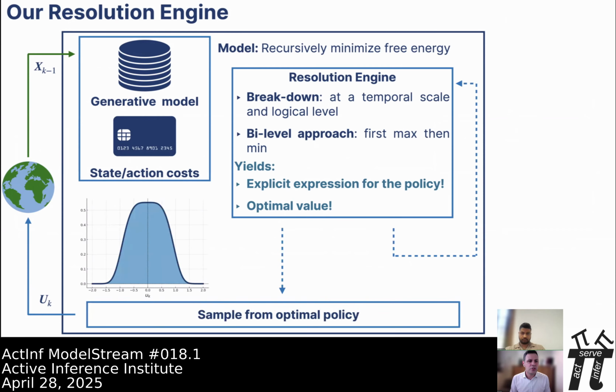From the optimal policy, which is going to be a probability density function like the one you see in the picture, we are going to sample an action with standard methods. So we sample u_k, send it to the environment, and the loop continues on and on.